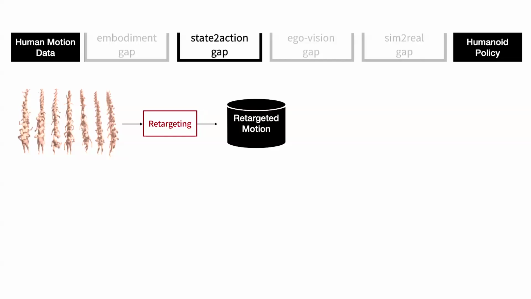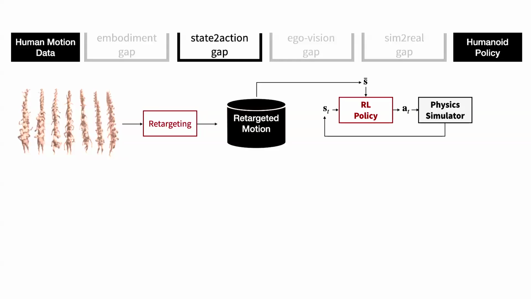So we can start looking at the next gap, the state to action gap. One way to overcome this gap is just to use RL, right? Because basically you can train RL to track a kinematic motion, and then you can get the action out of it, and the action will work at least in the physics simulator.